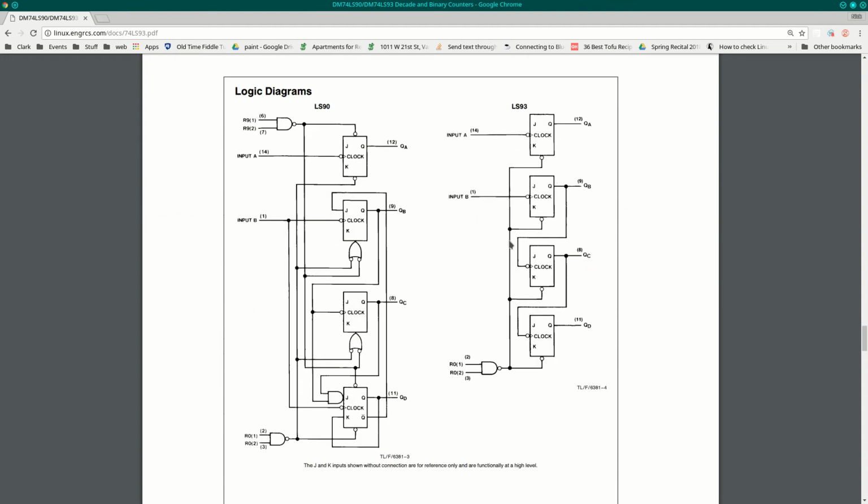So 74LS93, are you using input B? Yeah. Okay. B, C, and D. So if you were accidentally using A, right, then you'd have 2 lights that were stuck. So that's not going on. If you didn't have these set up correctly, then all of your lights would be stuck. So yeah, check pins 9, 8, and 11.